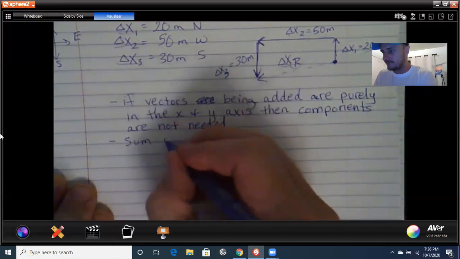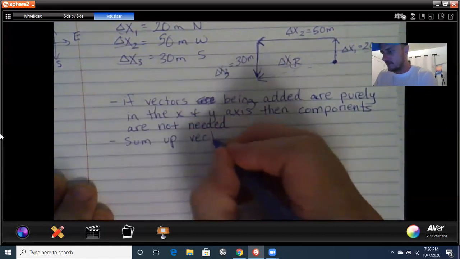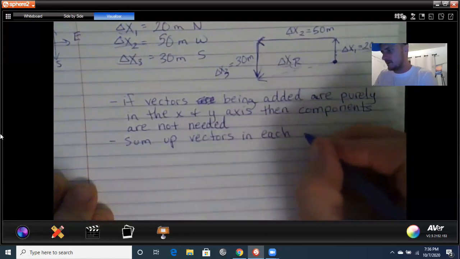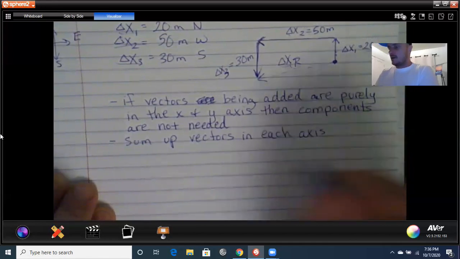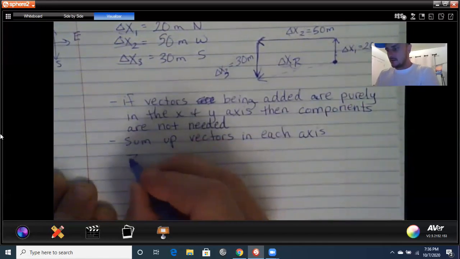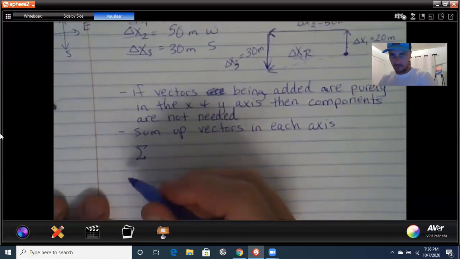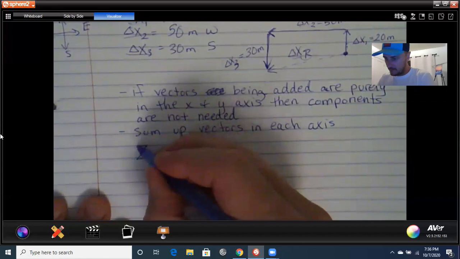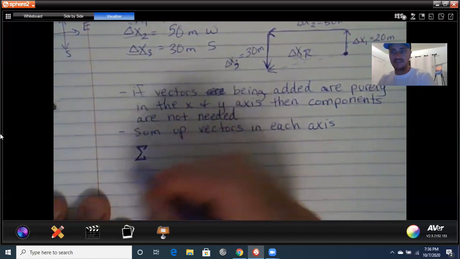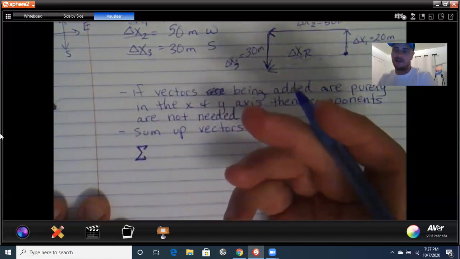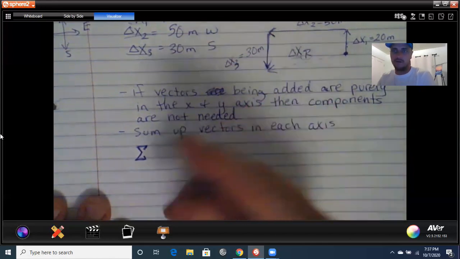Sum up vectors in each axis. You're going to sum up the vectors in each axis. So let's go ahead and see what that looks like. This is a weird looking symbol. It's called sigma, okay? And it's just like that, okay? That means the sum of. It's kind of like net. You could honestly say net here instead. If you like the idea of net, that's fine.